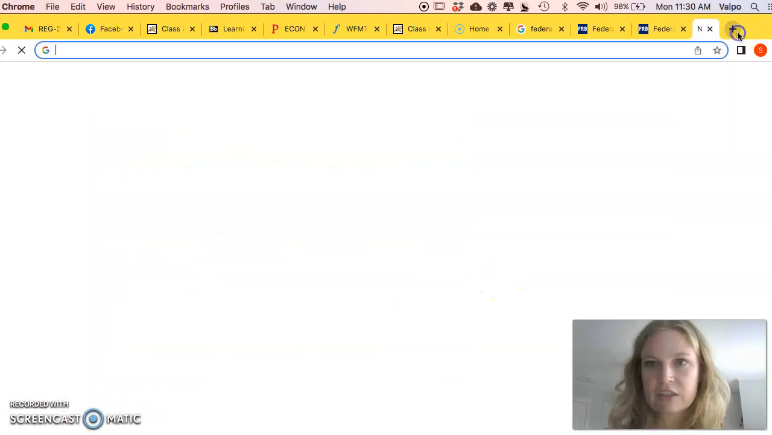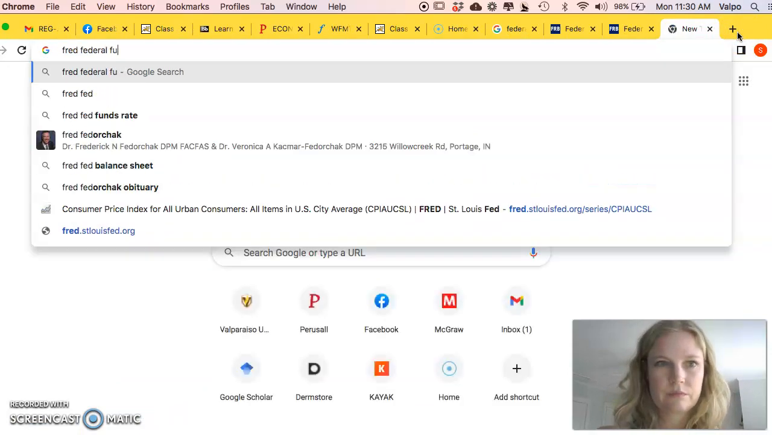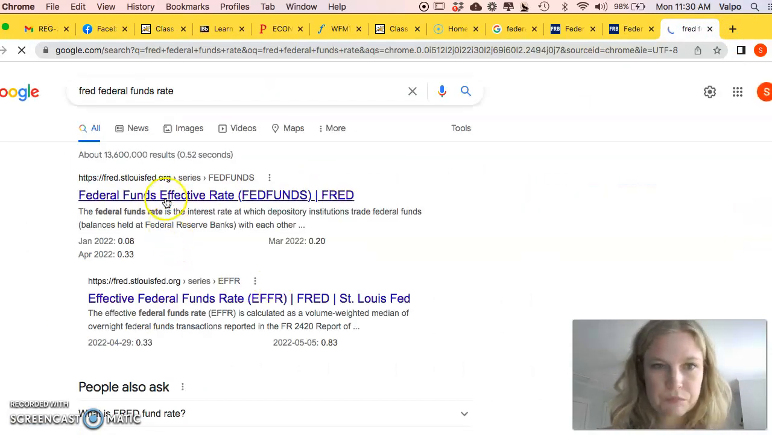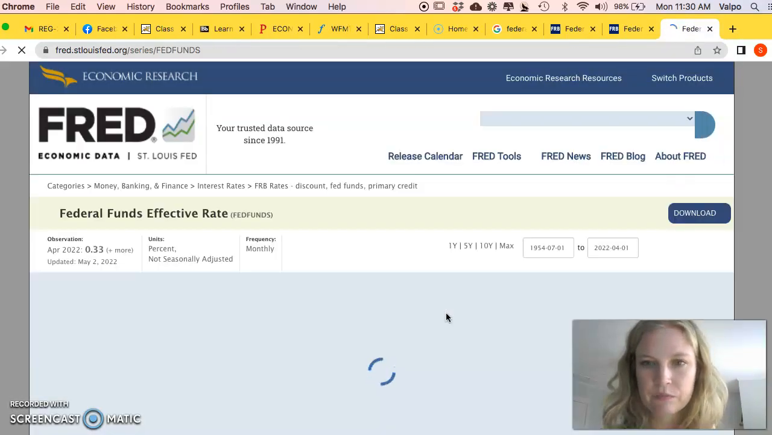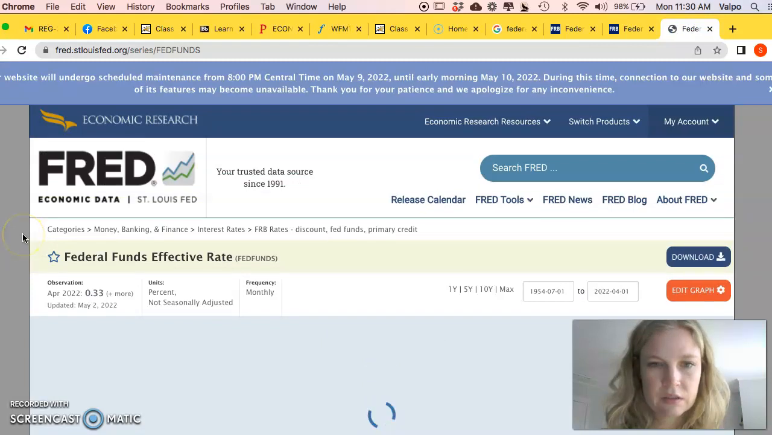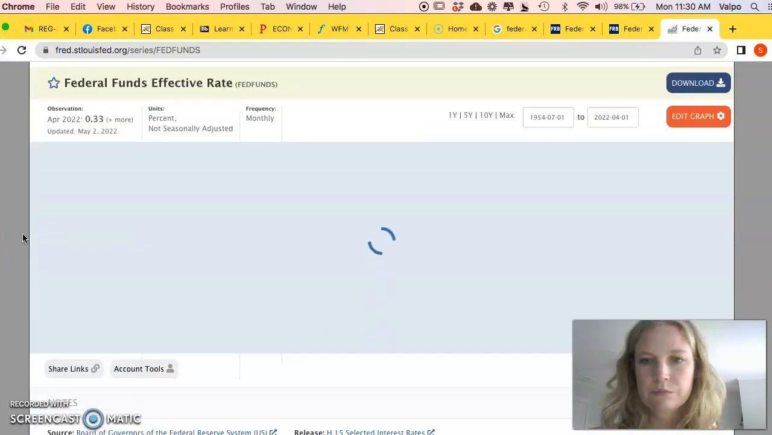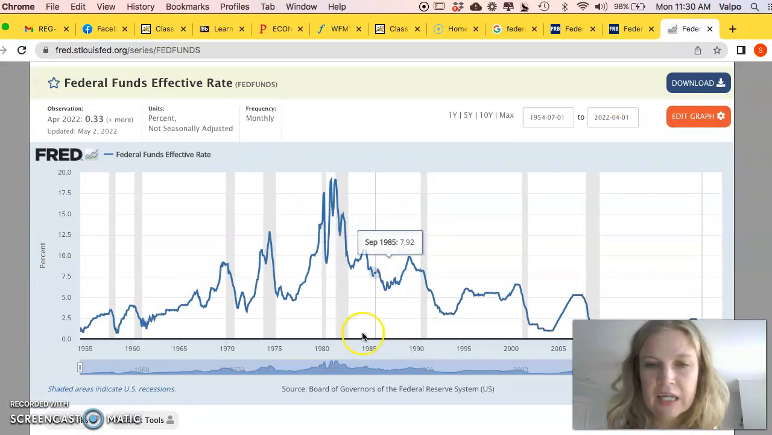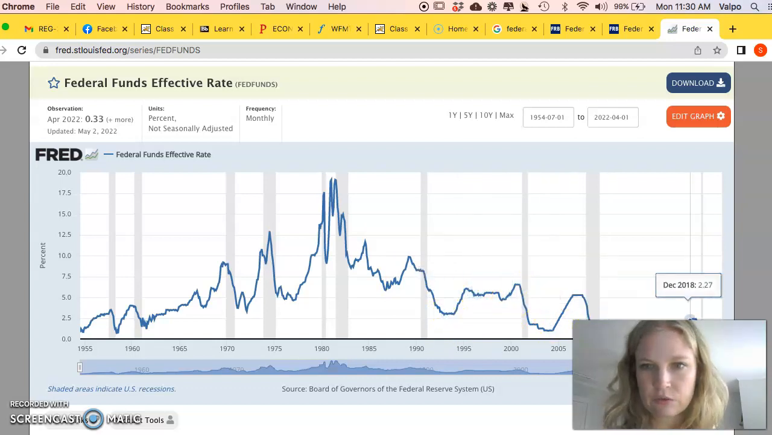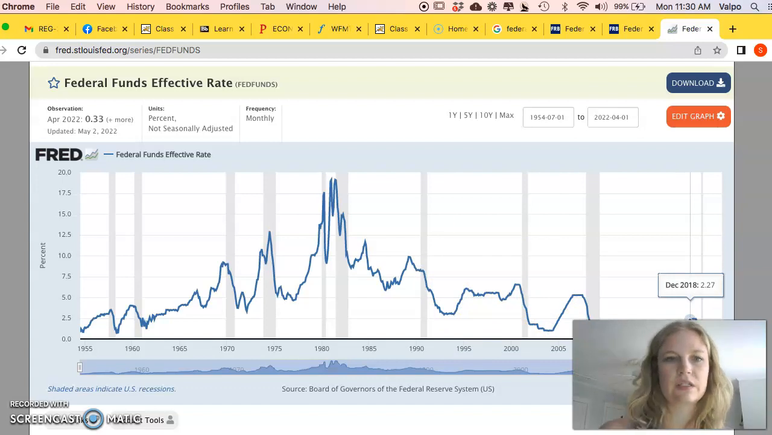You can actually pull up our handy FRED chart on the federal funds rate. Students tend to like this one. And you can see what happens to the federal funds rate over time. And what happens is when we're in a recession, the federal funds rate gets cut, cut, cut, cut. When we're in an expansion and worried about inflation, that's when it increases, and it's increasing right now.